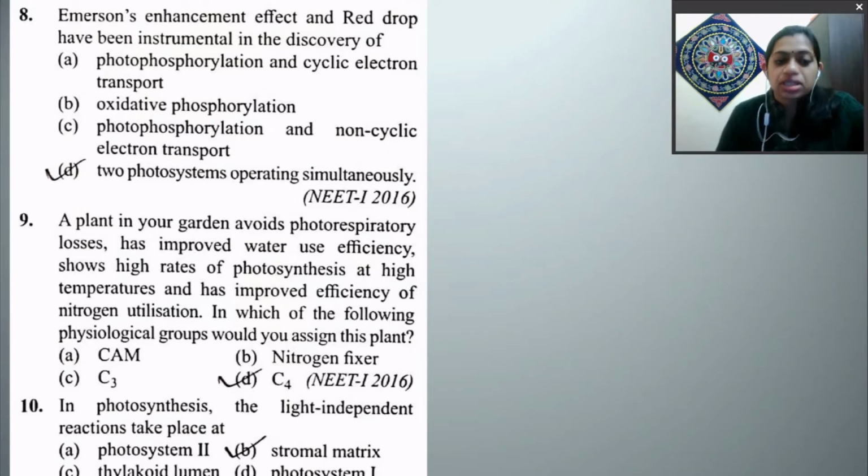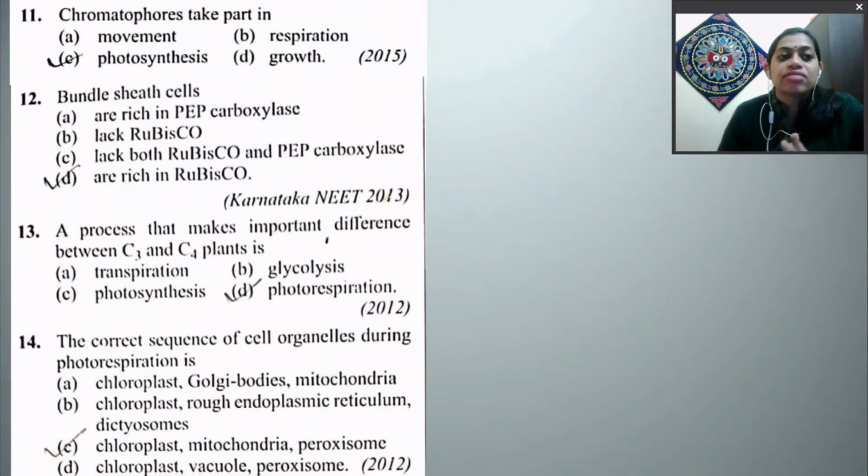In photosynthesis, the light independent reactions, that means dark reactions, take place at photosystem 2, stromal matrix, thylakoid lumen or photosystem 1. It is stromal matrix. Next is question number 11: chromatophores take part in movement, respiration, photosynthesis and growth. So right option will be photosynthesis. Chromatophores के अंदर ही सारे pigments arrange रहते हैं.